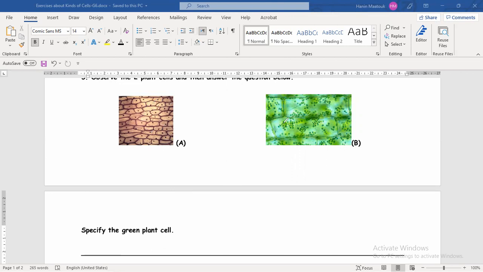Now, how do I know it? Because in A, I have only the nucleus inside. I don't have any other extra part representing the chloroplast. While in the second picture, the whole cell is filled with chloroplast. Both have a membrane, but in B, the inner space of the cell, which is the cytoplasm, is filled with the green parts that are called chloroplast. And chloroplasts are found in plant cell. So the answer will be B.